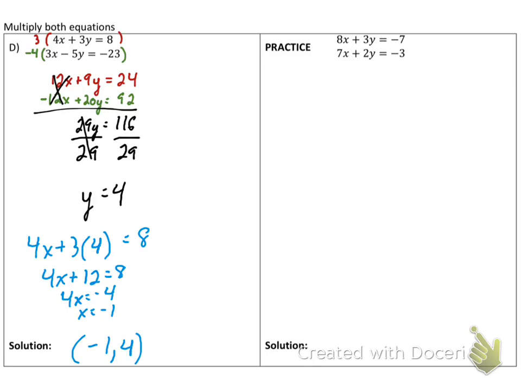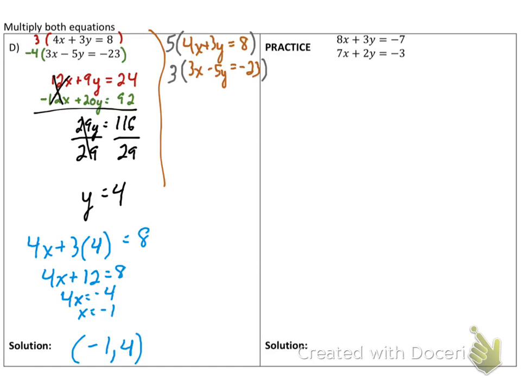Now, I'm just showing you so that you see that it doesn't matter. Let's say we wanted to eliminate the y's. Well, what number do both 3 and -5 go into? They both go into 15. So I multiply the top equation by 5. Multiply the bottom equation by 3, because those are already opposites. One's a positive, one's a negative.